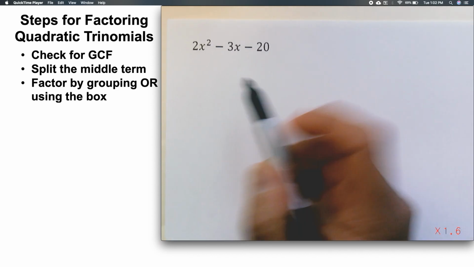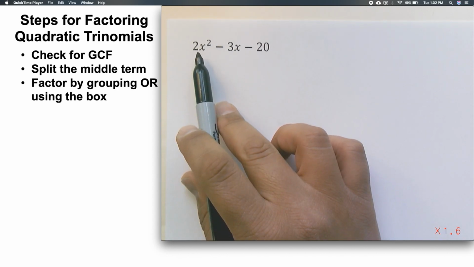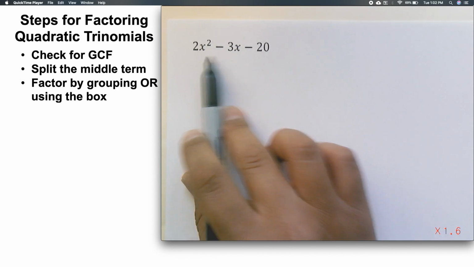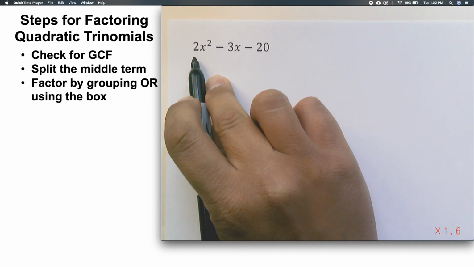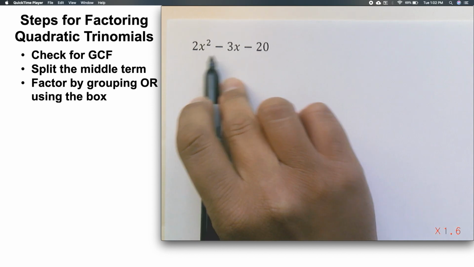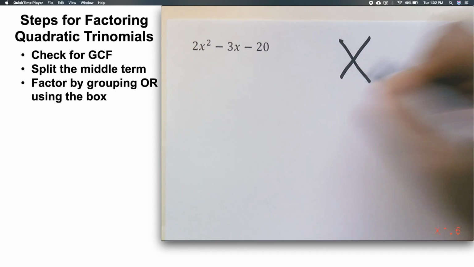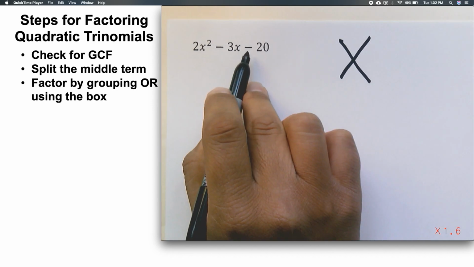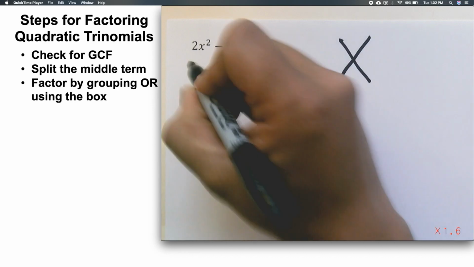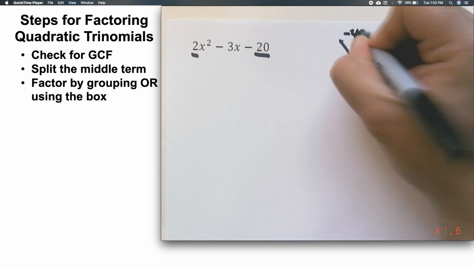I have a trinomial and it's a quadratic. So taking a look at this, the first thing I'm going to do is make my x. Well, actually, first thing, check for GCF. So 2, 3, and 20, they don't have any number in common that I can pull out. So I'm going to make my x. A times c, so negative 20 times a positive 2. So positive 2 times a negative 20 is a negative 40.